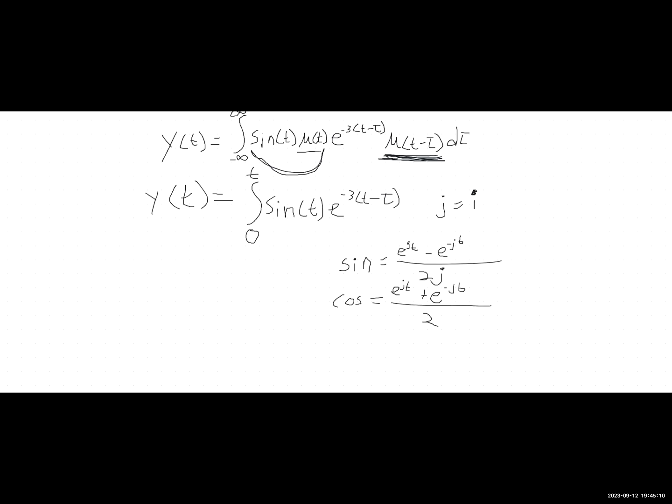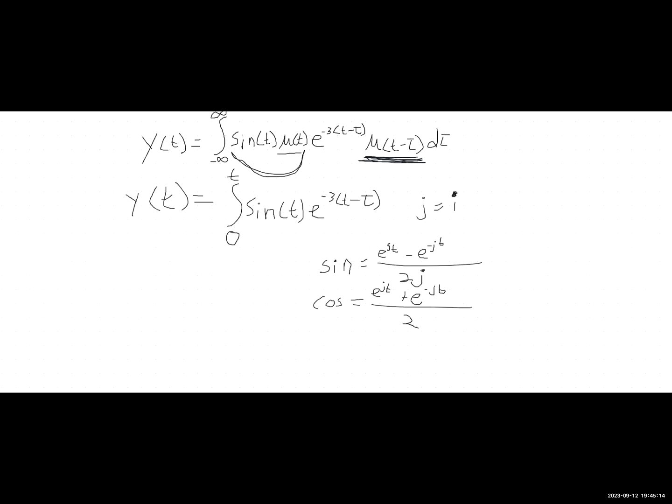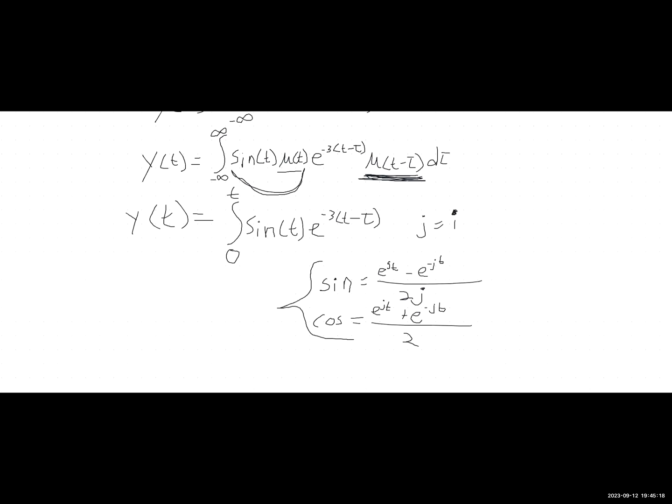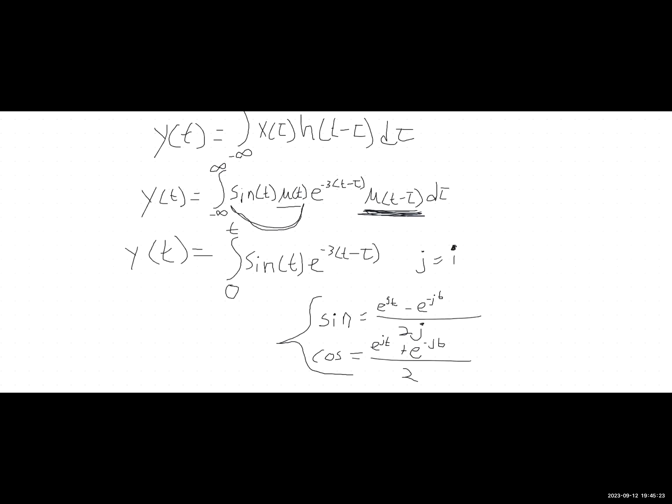Oh, I made the same mistake up here. I'm sorry. You'll need to know these two identities to solve this problem. So make sure you write them down or take a picture of it. And then I also made a mistake up here. The sine of t should be tau, and this u of t should be tau as well. Apologies. Sine of tau, u of tau, sine of tau, d tau.